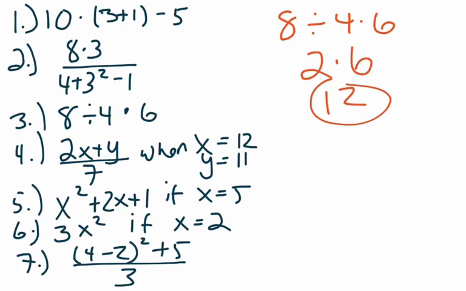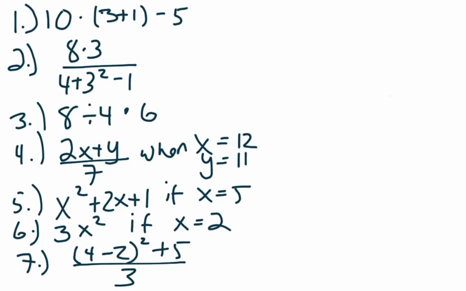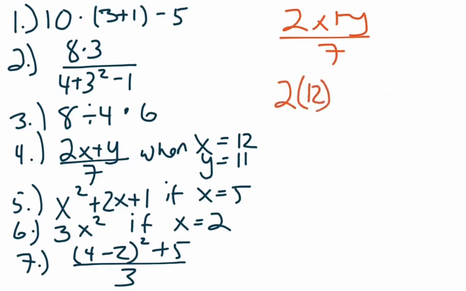Next one is an algebraic expression. So we are plugging in stuff. For the next one, we have 2x plus y over 7, and we're going to plug in 12 for the x and 11 for the y. And 7 is the denominator.